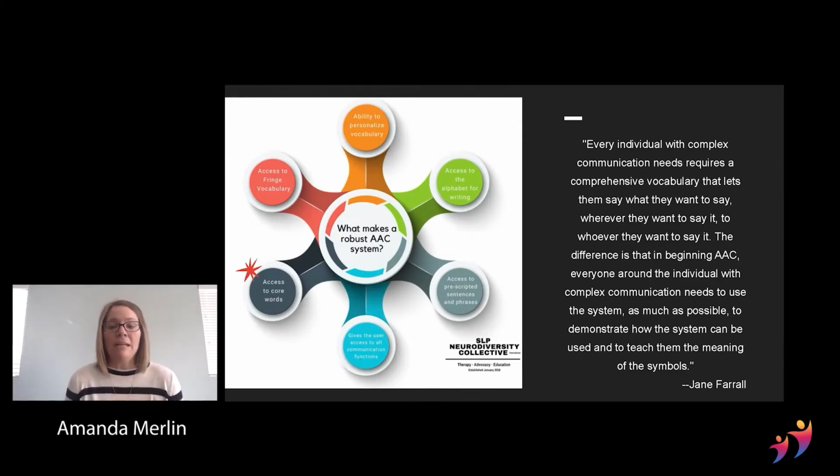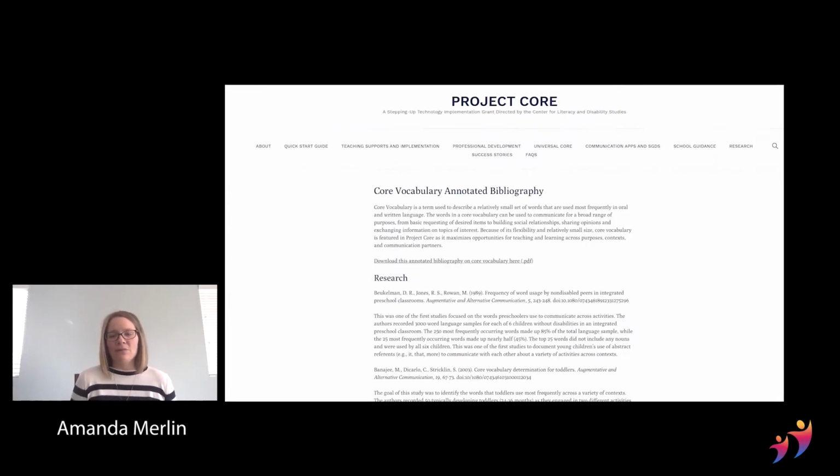But what we need in order to grow are some basic things. So we want to make sure that all of our systems have access to core words. And when we talk about core words, we are talking about a small set of words that we use in all of our oral and written language. Research shows about 80% of the vocabulary we use.